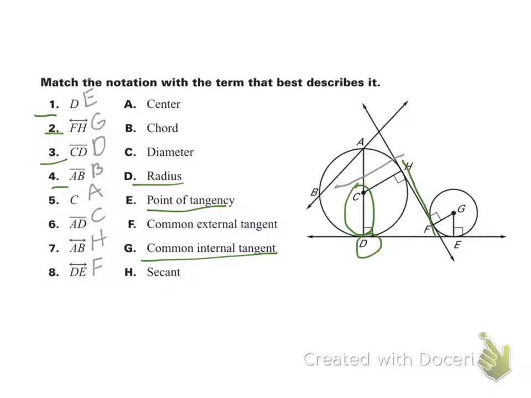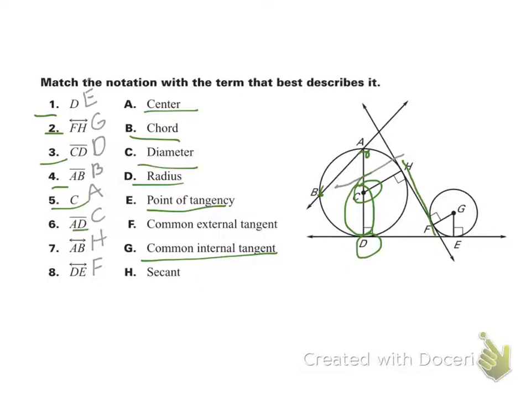Number 4, AB. Line segment AB cuts across the circle, the segment across the circle, which is the chord. Point C is in the center. AD is the line segment that goes all the way across the circle. It is the diameter.